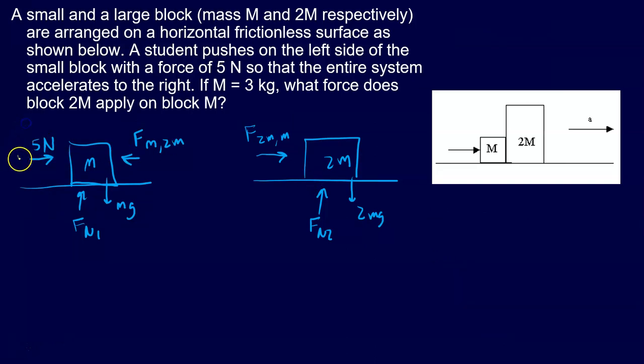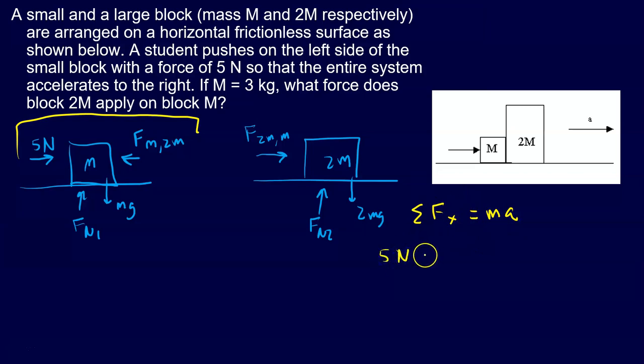And so we can also do this using this side here. Again, this is a little bit harder, but it's just nice to go through and show that it works. And so again, I'll do that F of x equals, in this case, it's just the m times a. And so why is it harder? Well, now there's two forces. So it's 5 newtons minus this force, m on 2m. Again, it should end up having the same magnitude, and this equals m times a.